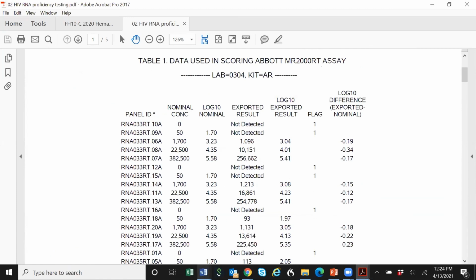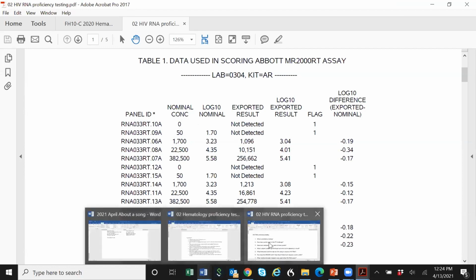The second question is how many samples were in each panel? I wish this was live because then I would let you guys answer, but unfortunately it's just me. And you can see here there are 5 samples in each panel. So there's this sample with nominal concentration of 0. There's one with nominal concentration of 50. There's one with 1700, and so on, okay? Let's see the next question.